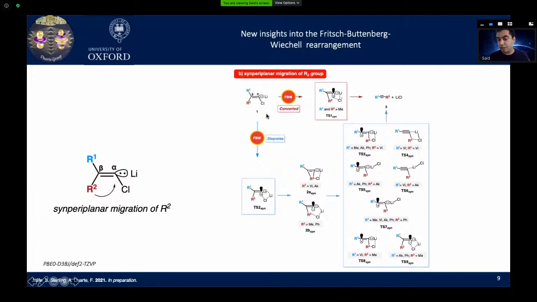This is the first step, and in the second step the dehalogenation proceeds with the formation, in most of the cases, of the empty p orbital at the beta carbon and the migration of the R2 group to the alpha carbon. And in some cases, you will have some alkene type transition state structures.